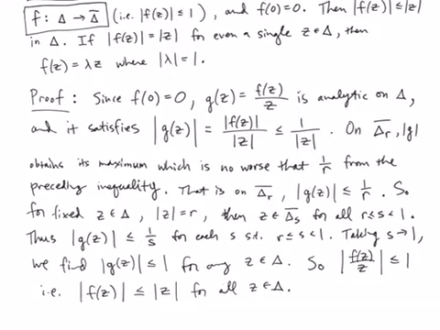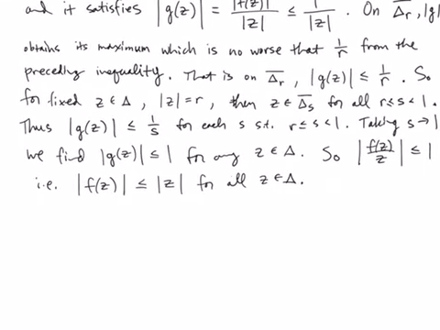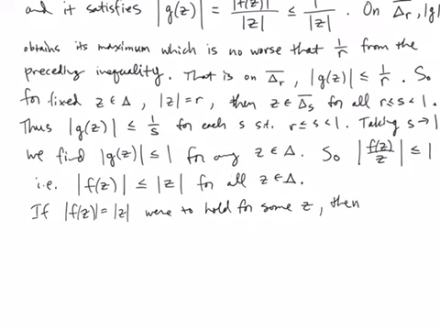Okay, and then we still have to look at the case. So if the norm of f of z equals the norm of z were to hold for some z, then the norm of g at that z would be equal to 1, would hold.